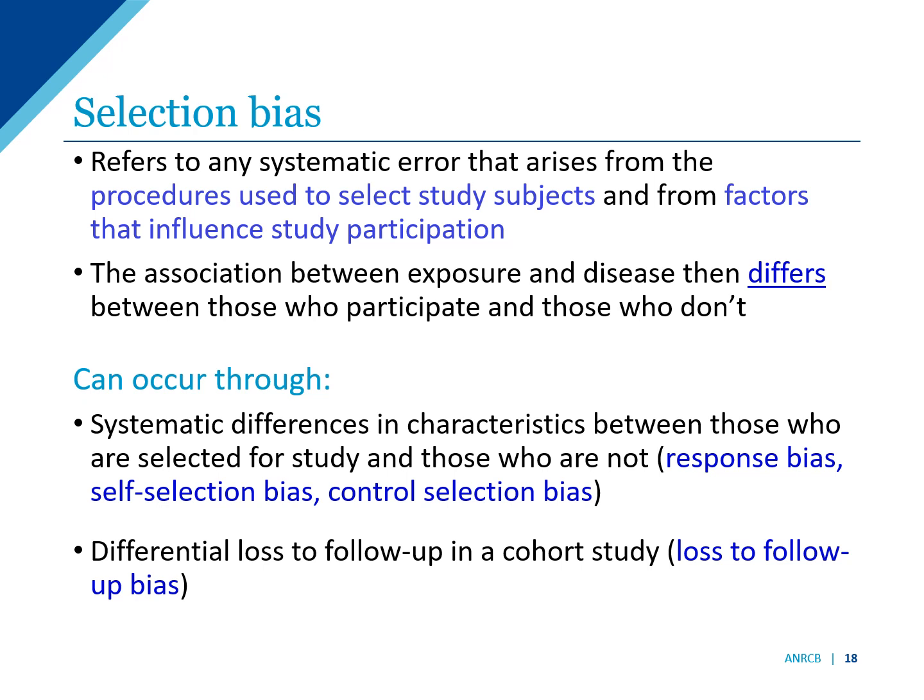And this can happen when there are differences in characteristics between those who are selected or aren't, and that's response bias, selection bias, self-selection bias, and control selection bias, or from differential loss to follow-up in a cohort study like we spoke about, or an experiment, which is loss to follow-up bias. So either participants coming into the study or leaving the study contribute to selection bias.